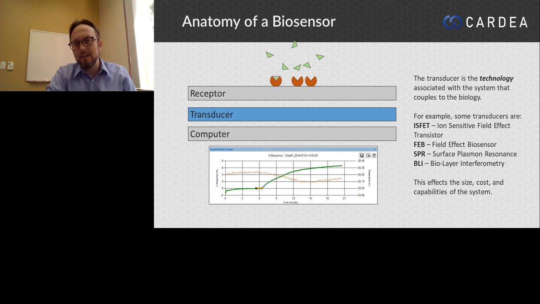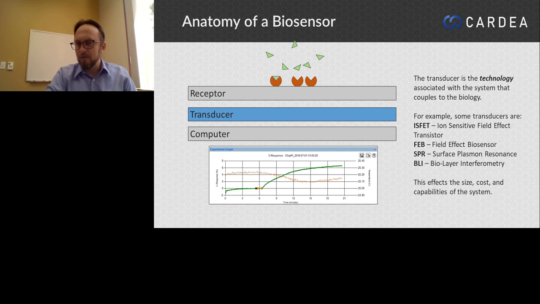The transducer is the technology component, and often when you talk to engineers, they'll talk about this as being the biosensor, but in reality, it's just part of the biosensor. And there's a lot of different kinds of this, electrochemical and some of the other ones I've listed here.